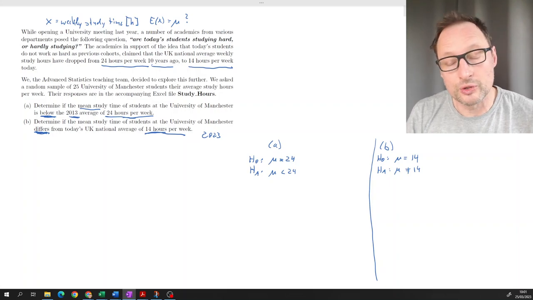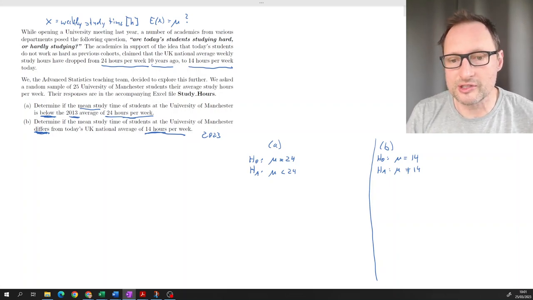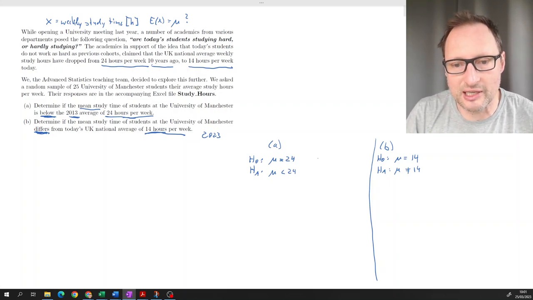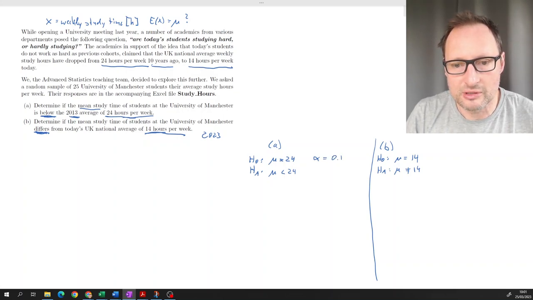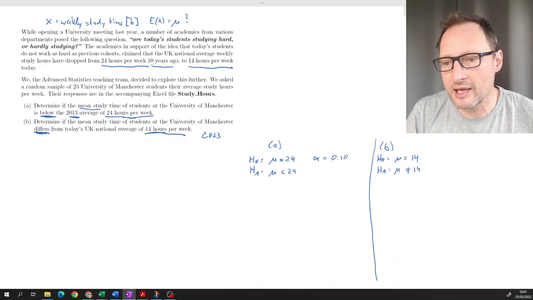Now, when we do hypothesis testing, you also need to set a significance level. Let's set that here in part A to, let's say, 10%. And let's say in part B, we set that to 1%. So I'll just use different levels, so that when we practice, we see different levels.